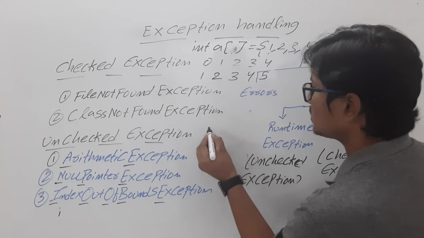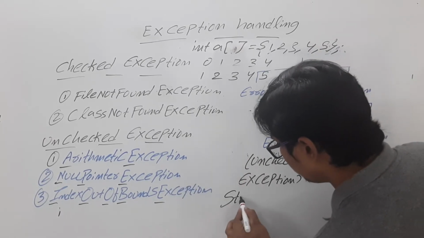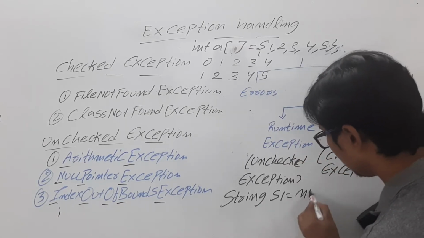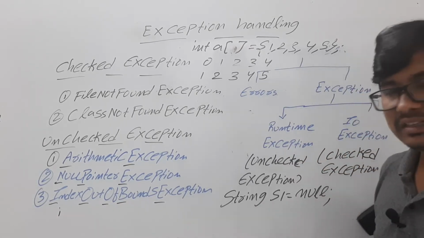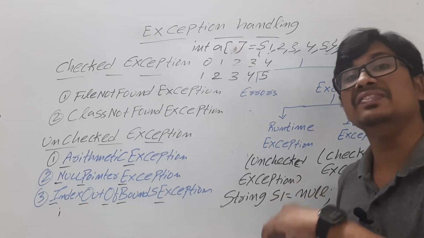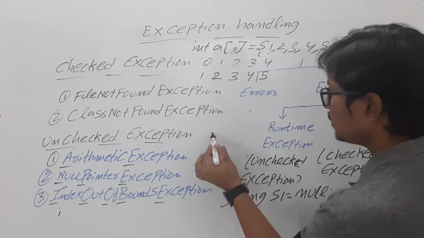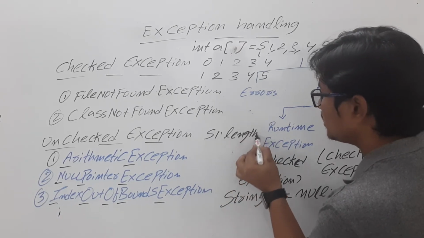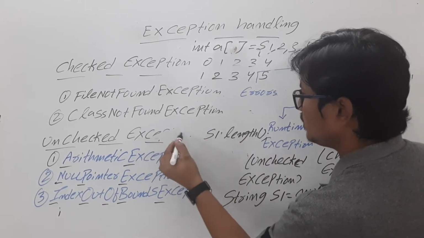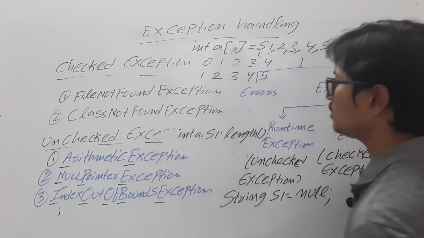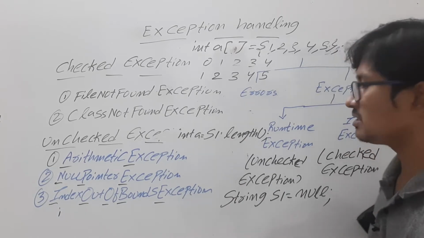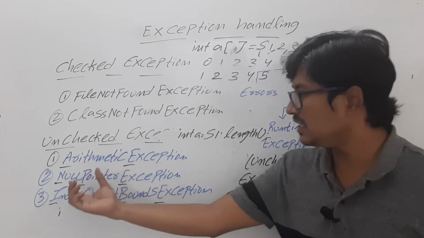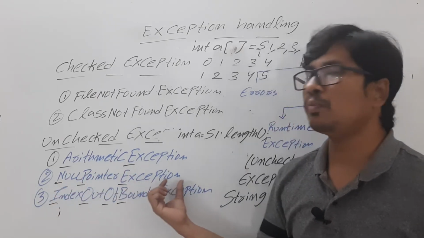Similarly, null pointer exception means what? You have declared a string variable s1 and you are storing a string called null. For this string, you are trying to compute the length. How can you do it? You can write int a is equal to s1 dot length, which will return an integer value. But this null is an empty one, and computing the length for it is very funny. So that's why you will get an exception called null pointer exception.